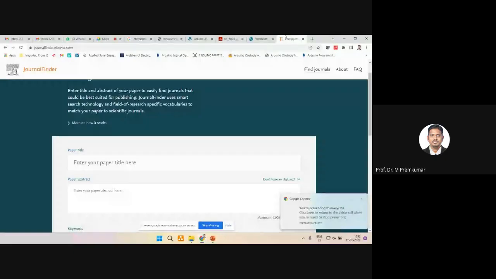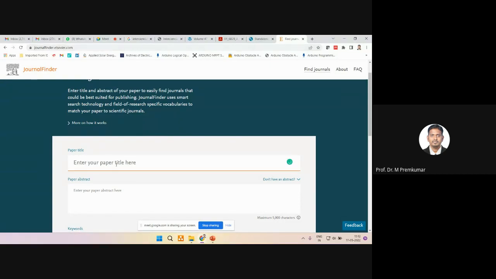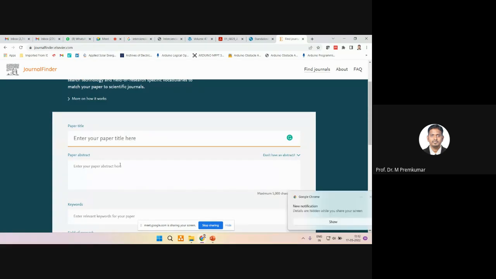Yes, sir. So I just want to give a small demonstration of how to select the proper journal. We have some journal recommendation systems available for all the quality publishers. I have taken the journal recommendation system for Elsevier, and here you see what we have to provide. You have to keep the paper title as well as the abstract of your paper.